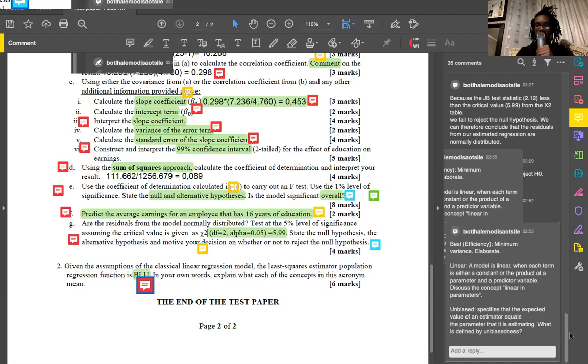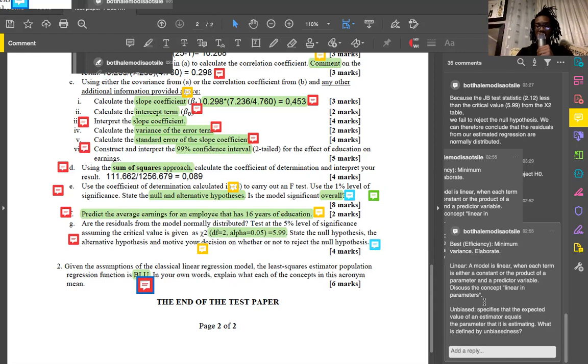So in the comments, I wrote down that best refers to minimum variance, and you just need to elaborate on that to get your marks. And then linear model, you state that a model is linear when each term is either a constant or the product of a parameter and a predictive variable. Then you need to discuss the concept linear in parameters. And there you are discussing the relationship between the two variables, what is defined by linear in parameters. And you just really familiarize yourself with the textbook, like just get to understand what these concepts mean.